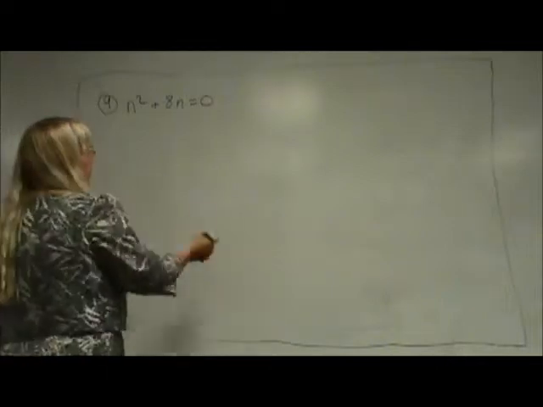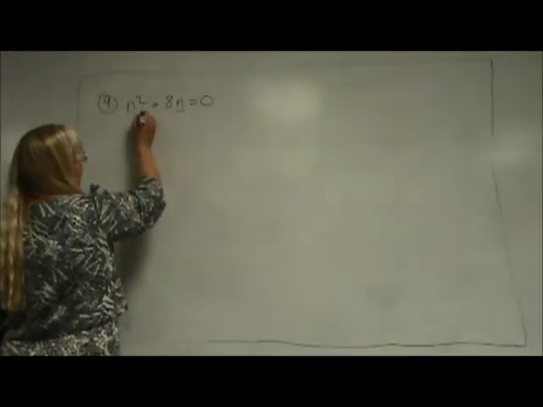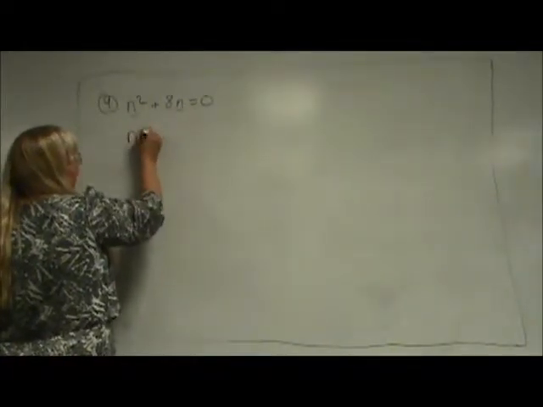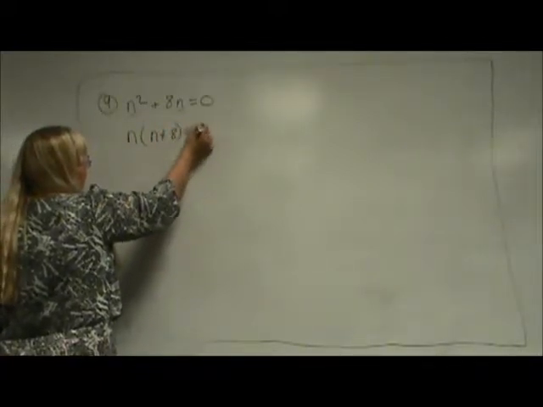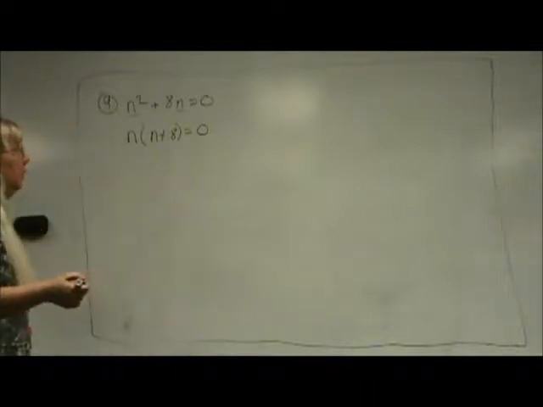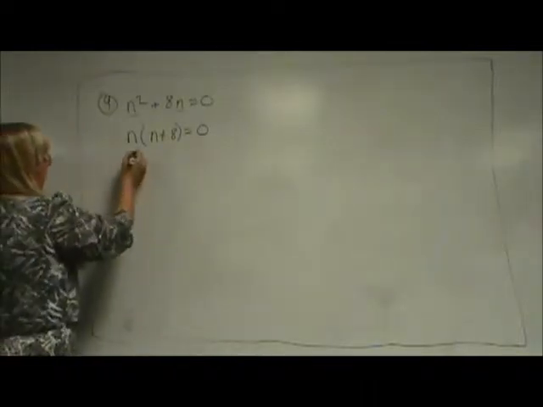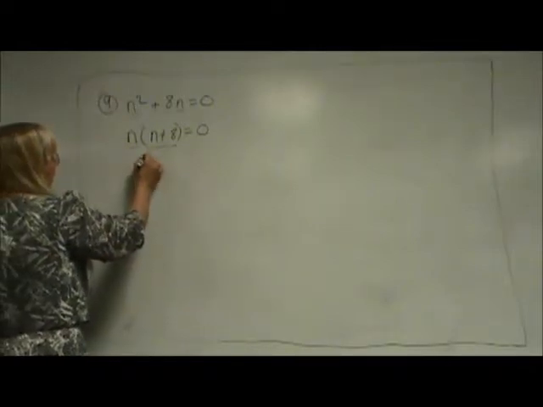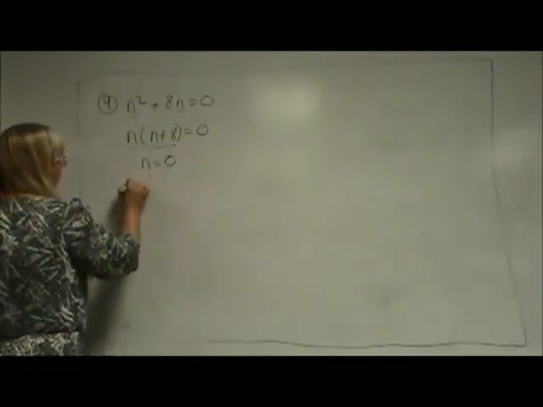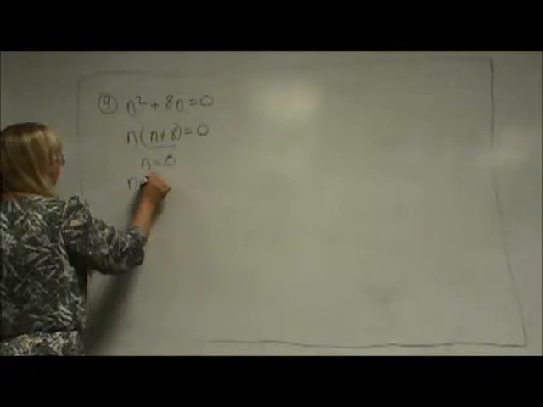Remember always to check for a greatest common factor. Remember, a greatest common factor can be a variable. In this case, it's going to be n. So we factor out n, and we're left with n plus 8 equals 0. We have to take each factor. This is one factor, this is the second factor. Each one we set equal to 0 and solve for n.